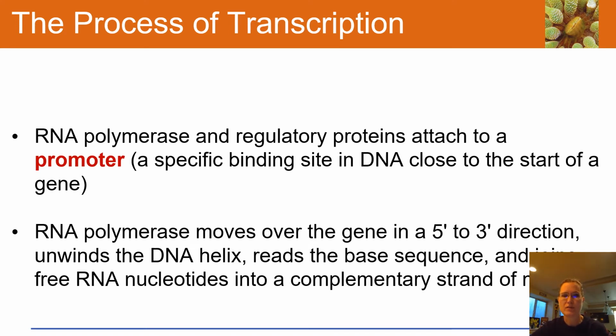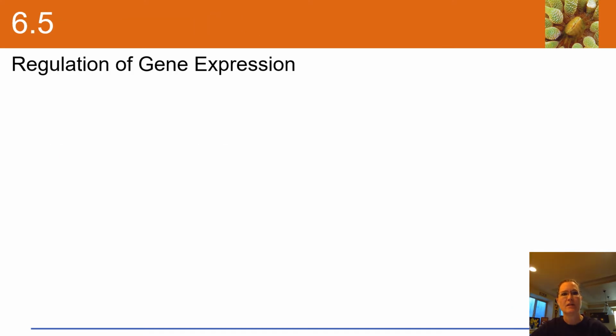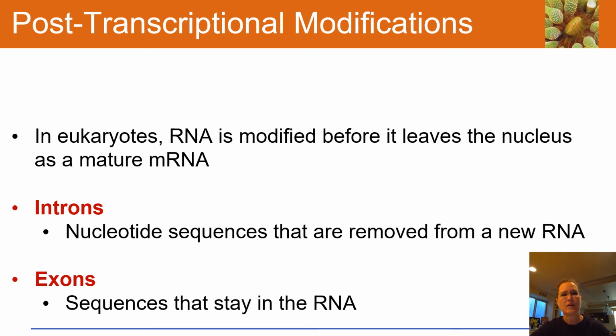And then again, we talk about the 5 to 3 prime. It unwinds. We read it, we add the free nucleotides, and then we make the messenger RNA. And then this is how we regulate how things sort of get made.